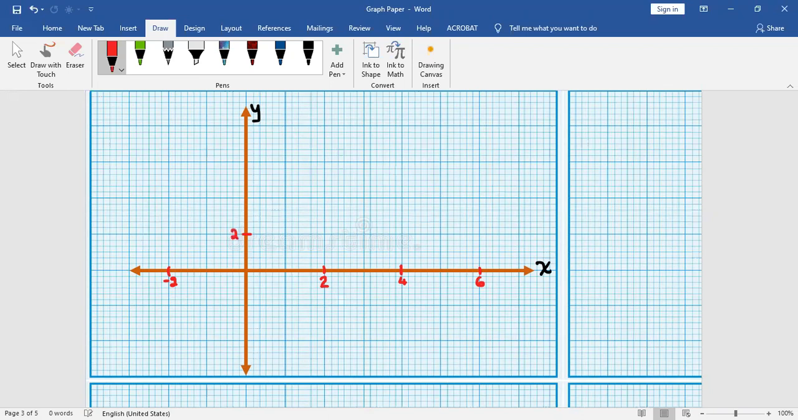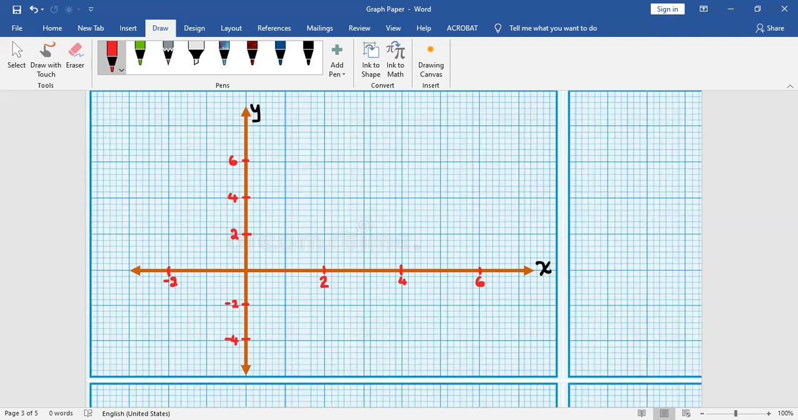Let's say this is 4. Let's say this is 6. And let's say this is -2. Let's say this is -4. Now, when we are marking the points on the coordinate grid, the important thing is to make sure that the scale is the same for y and the scale for x is the same.